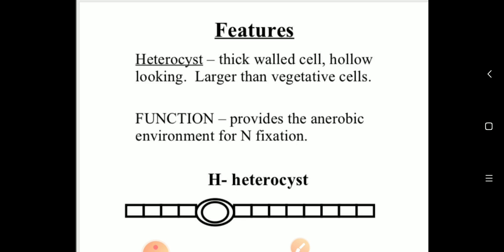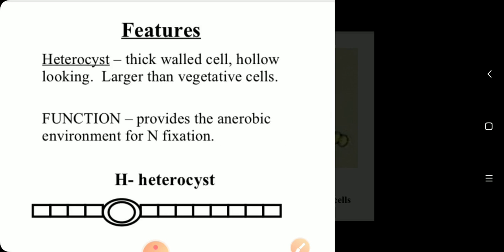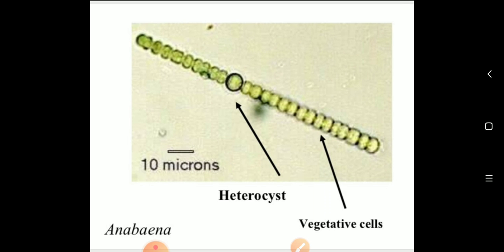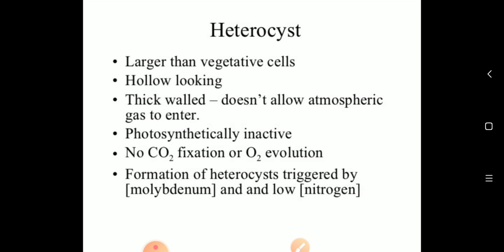So it's a kind of big cell, quite bigger than other vegetative cells, in which anaerobic condition is present, so that the nitrogenase enzyme becomes active and can do its activity, that is nitrogen fixation. Here is an example of Anabaena having heterocyst as well as normal vegetative cells. Heterocyst is larger than vegetative cells.